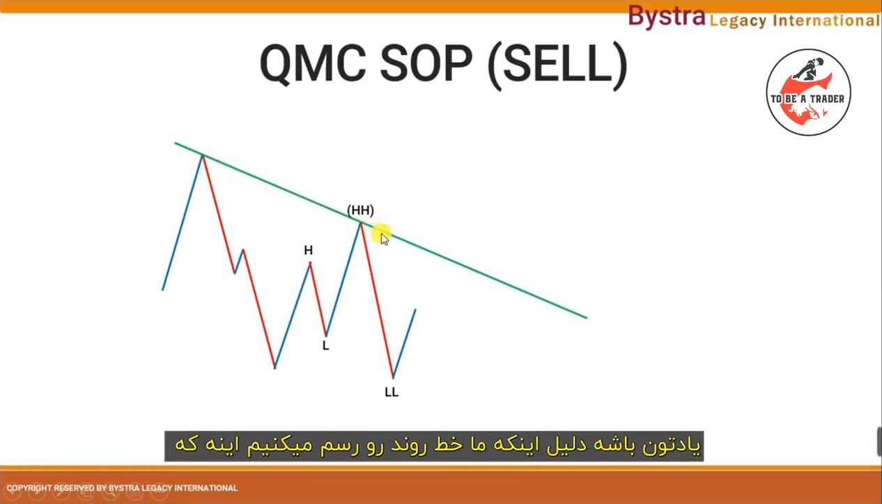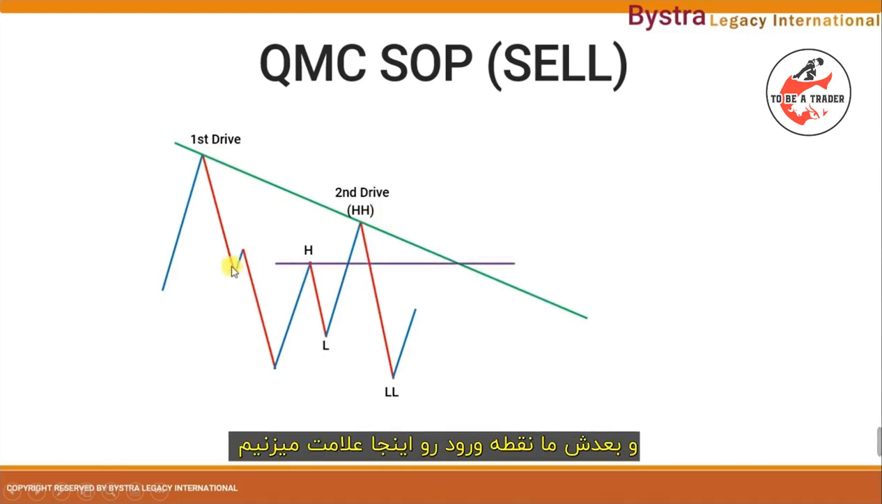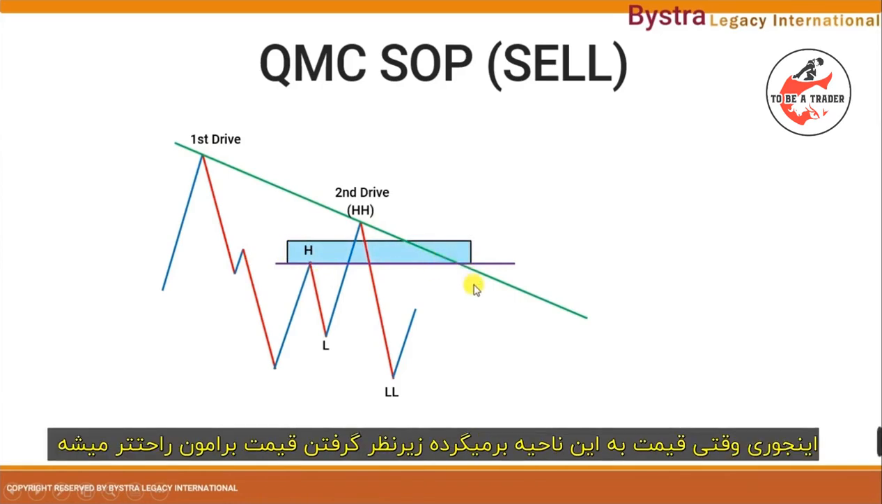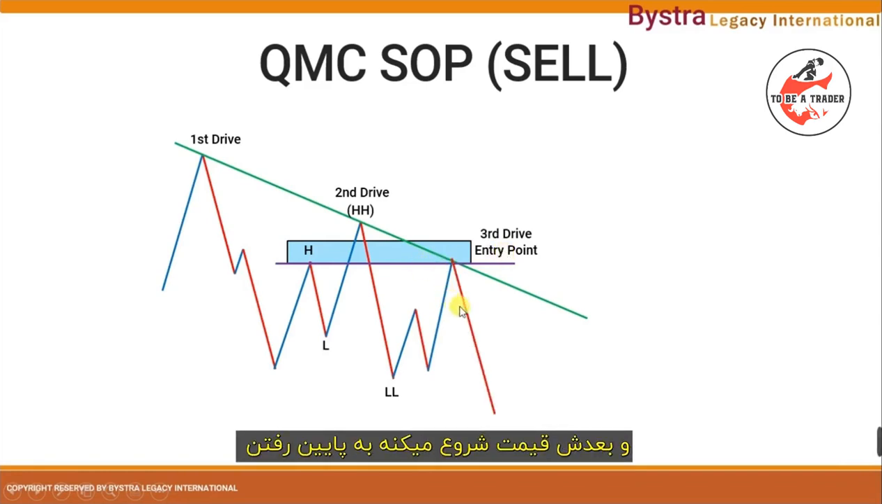The reason why we mark the trend line, remember, is that for it to become a QMC, the higher high, the head of the QM, has to be on the second trend line. So this is the first drive, the head is the second drive, and then we mark the entry point here. This is our entry point of the left shoulder, and then we mark the zone from here to the wick so it's easy to monitor when price comes back to this area. Then price comes back here, we enter at the third drive, and price continues to go down.